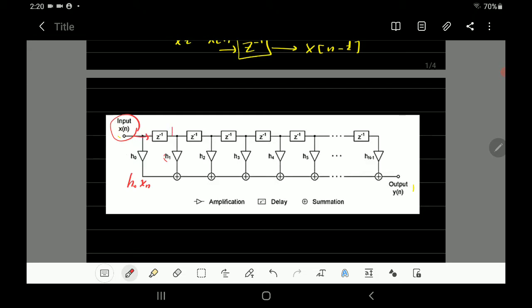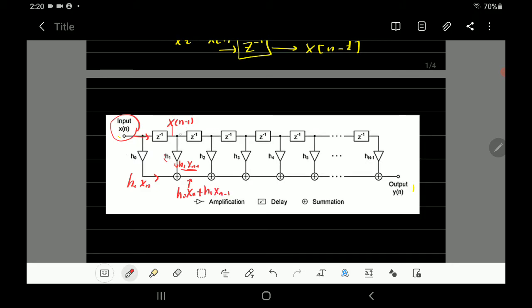So here the output will be the same x of n, but delayed by 1 unit, so x of n minus 1. And then it will be multiplied by h1, so you have here h1 x of n minus 1. And then you add them. So you get here the sum of this signal and this signal: h naught x of n plus h1 x of n minus 1.